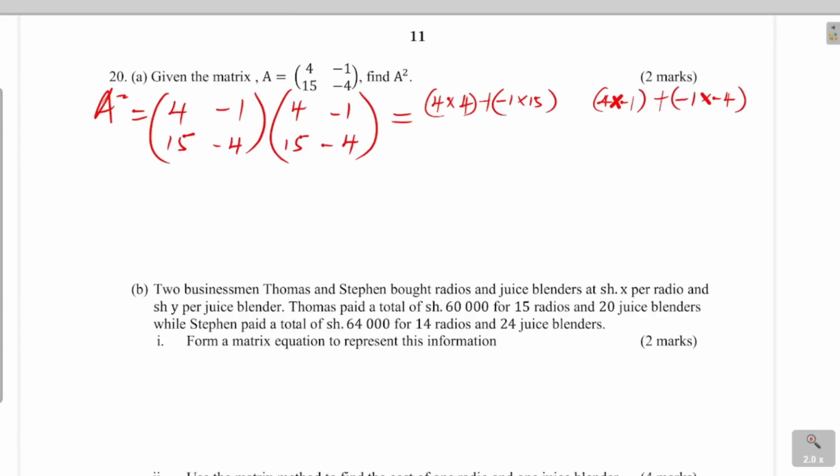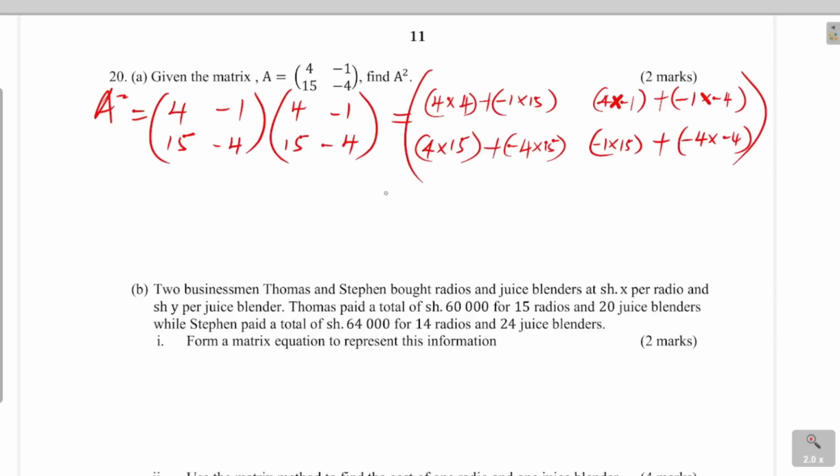Like that. And then row 2, column 1: 4 times 15, times negative, these are plus negative 4 times 15. Row 2, column 2: 15 times negative 1, plus negative 4 times negative 4. So that is what you're supposed to get.